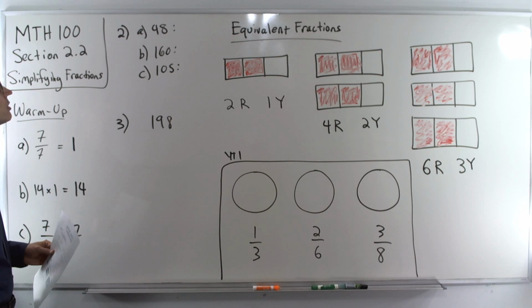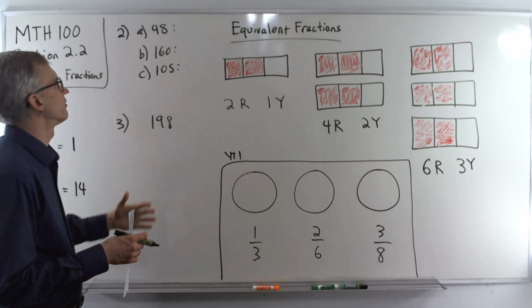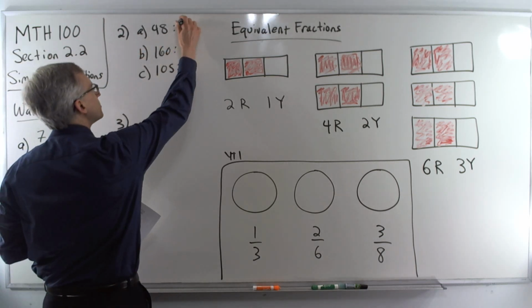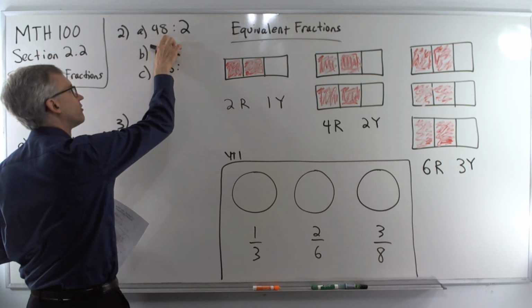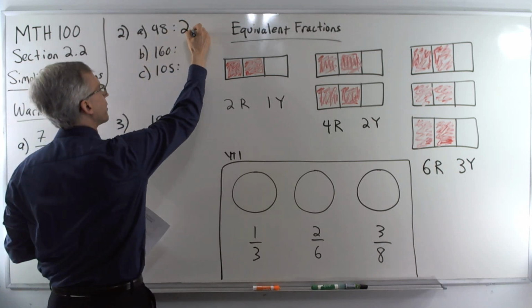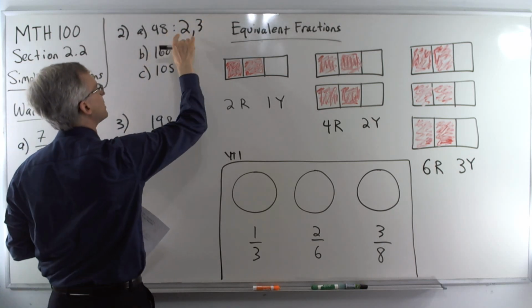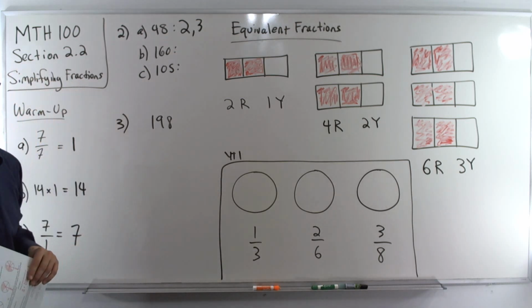Now in part 2, we're determining whether or not these numbers are divisible by 2, 3, or 5. Now the first one ends in an even number, so it's divisible by 2. Add the digits together. 4 plus 8 is 12. 12 is divisible by 3, therefore 48 is divisible by 3. It does not end in 5 or 0, so it's not divisible by 5. So just 2 and 3 there.